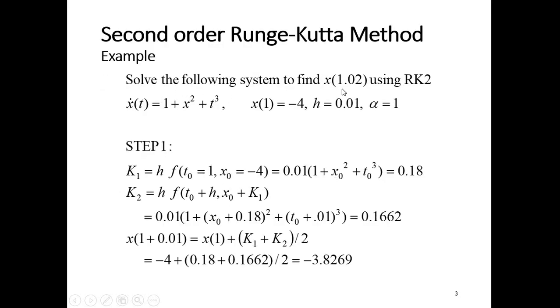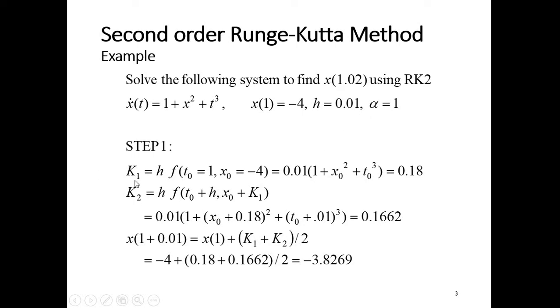If you're given a problem like this and you're asked to compute the value of x at 1.02 using RK2, the Runge-Kutta method of order 2, and your differential equation is given by 1 plus x squared plus t cubed, and then x1 is equal to minus 4. This means that t0 is 1, h is 0.01.